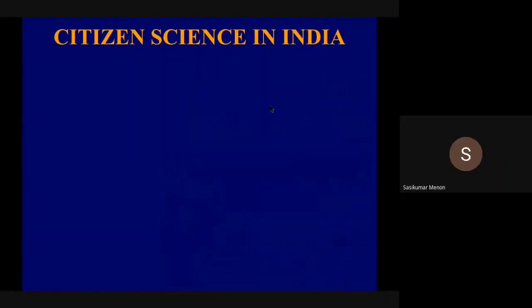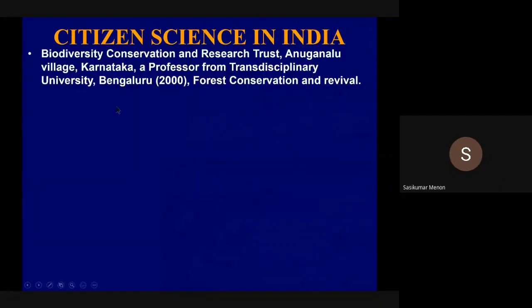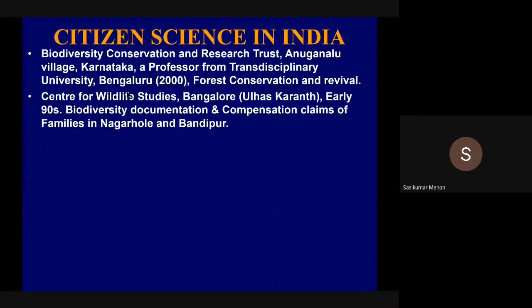Now, what about India? We also have very good examples. This is a very classic example in a Bangalore village where they had a citizen science activity in 2000. They recreated the forest that they had lost, through a citizen science activity. Similarly, Ullas Karanth, the famous tiger scientist, has a citizen science group called Centre for Wildlife Studies. They use citizen science so that people who are attacked in wildlife conflict areas, their families in Nagarhole and Bandipur, get proper compensation. That is done through citizen science.